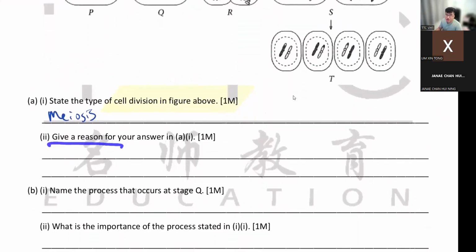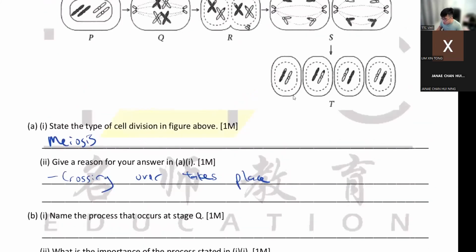Give a reason for your answer. How do you know it's meiosis? Because crossing over takes place. If you say, sir, I don't want to write this answer, can. What else can you write? How many daughter cells here? 4 daughter cells. When you see 4 daughter cells, this is for sure meiosis. So many you can write.